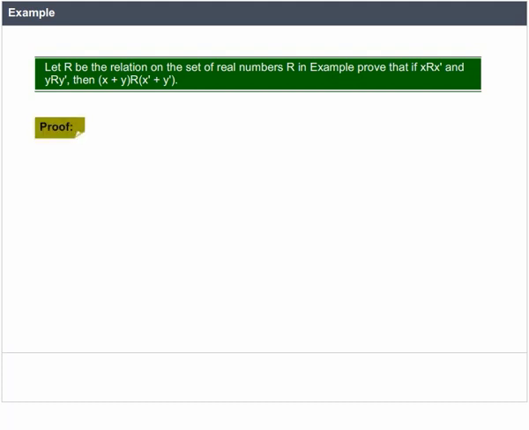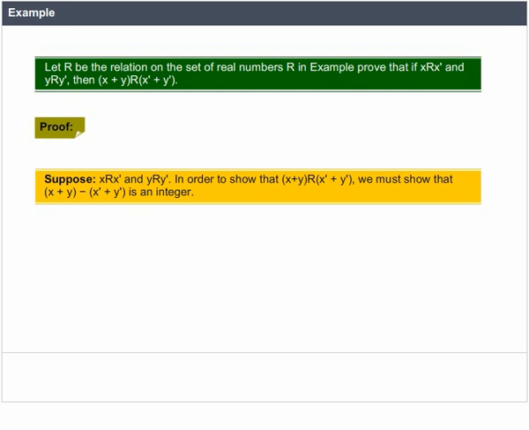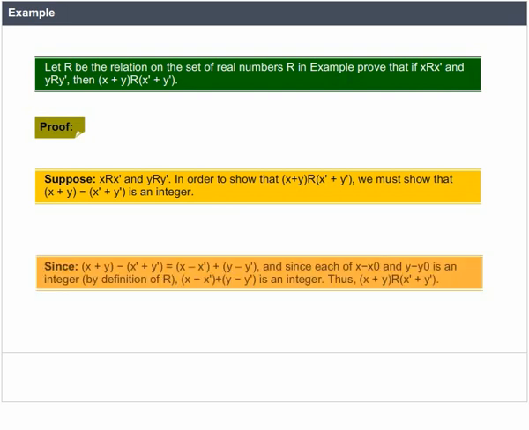Proof. Suppose x is related to x dash and y is related to y dash. In order to show that x plus y is related to x dash plus y dash, we must show that x plus y minus (x dash plus y dash) is an integer. Since x plus y minus (x dash plus y dash) equals x minus x dash plus y minus y dash, and since each of x minus x dash and y minus y dash is an integer, by definition of R, x minus x dash plus y minus y dash is an integer, thus x plus y is related to x dash plus y dash.